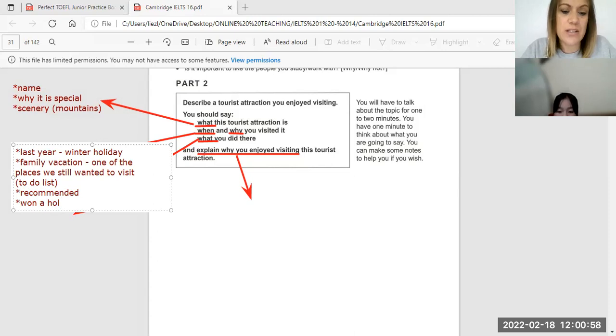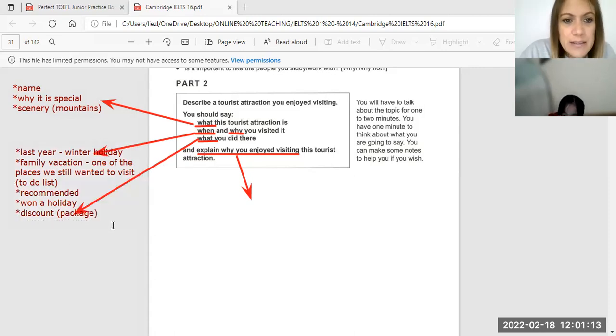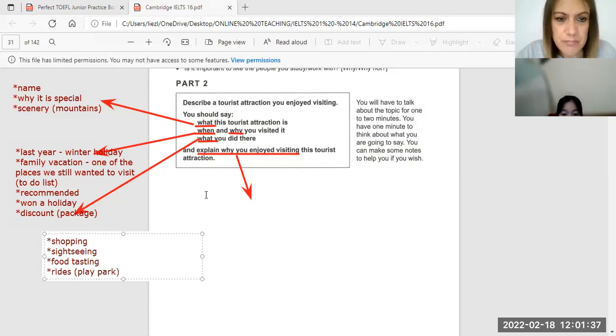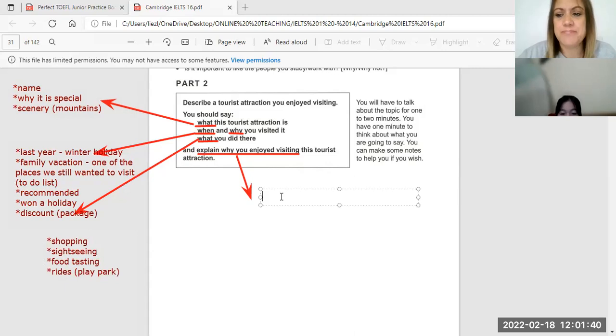Okay, there's lots of reasons why you need to go to a place. We won a holiday there. Or my dad received a discount on a package and we decided to go. A friend of my dad. So it can be lots of reasons why. What did you do there? Now you say we went shopping, we went sightseeing, we went food tasting, we went on rides, or we went to a play park. Lots of things that you can say there. Explain why you enjoyed the visit.